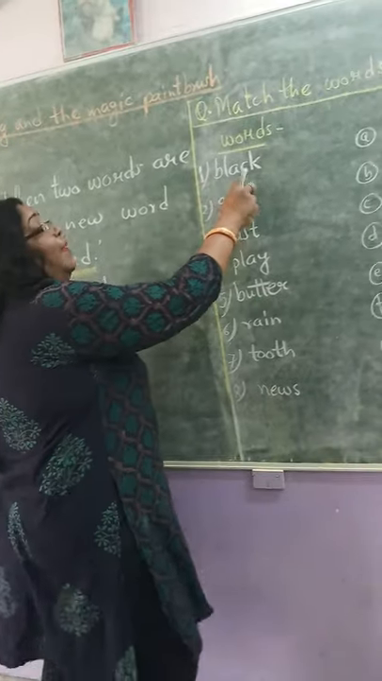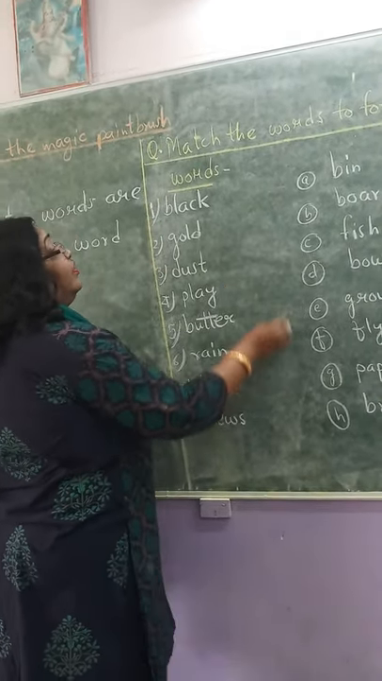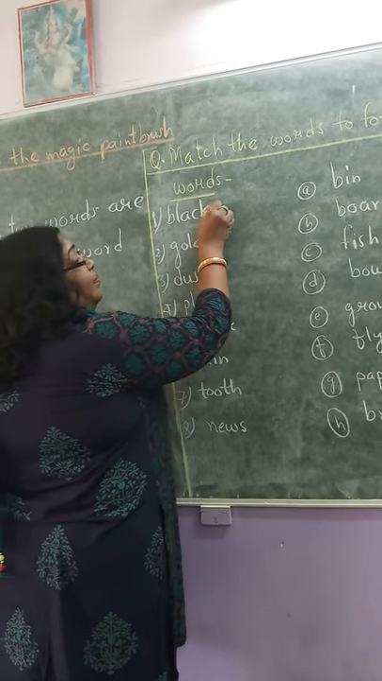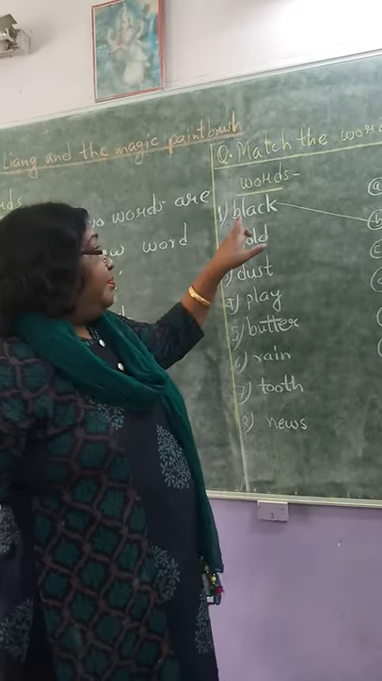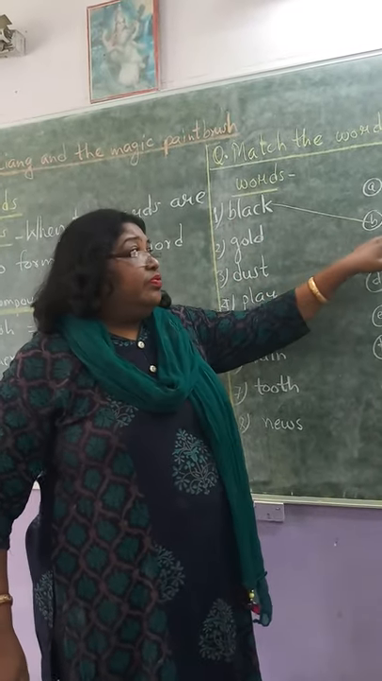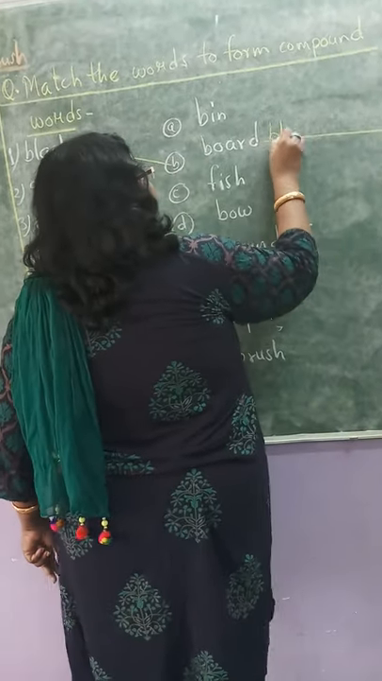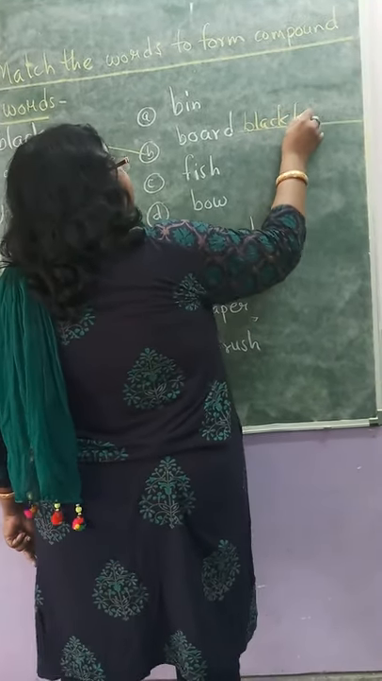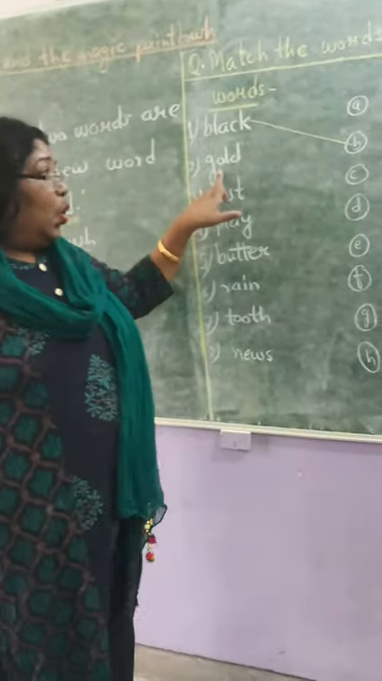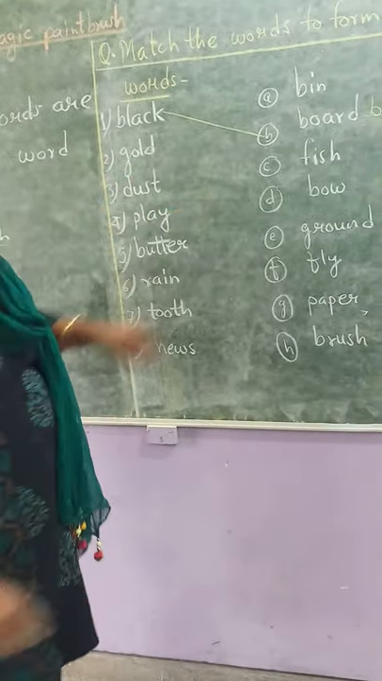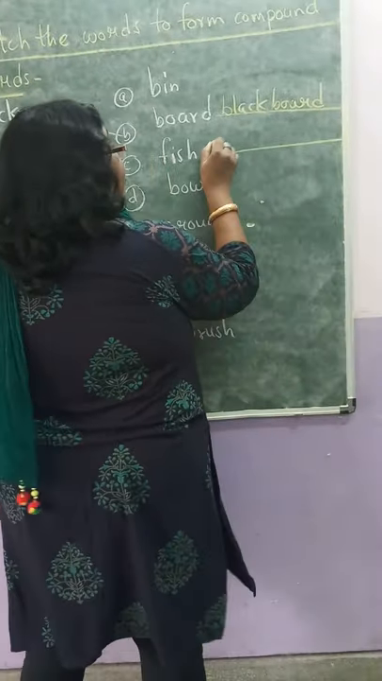Number 1, black. We will find its matching word. The word is board. Black and board, the new word will be blackboard. Next, gold, fish. The new word is goldfish.